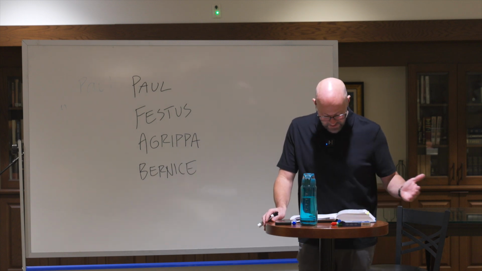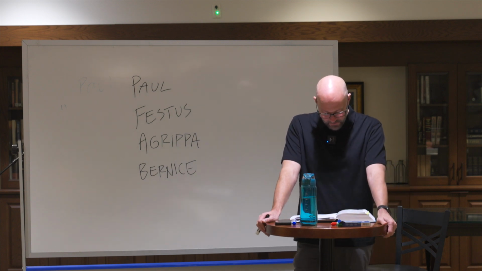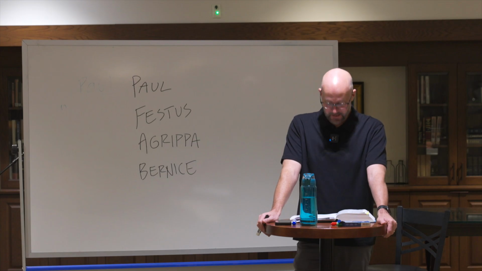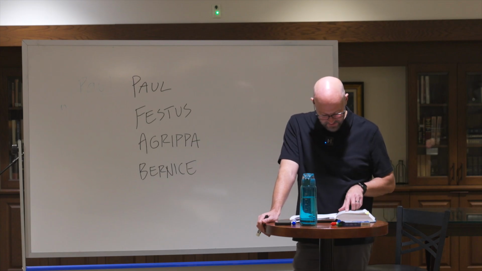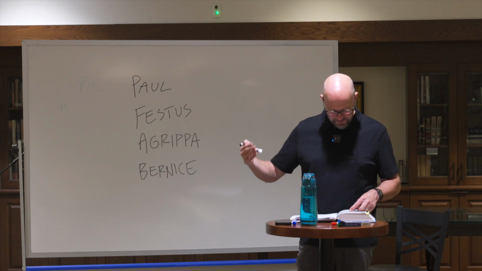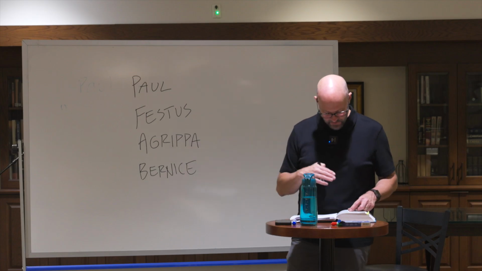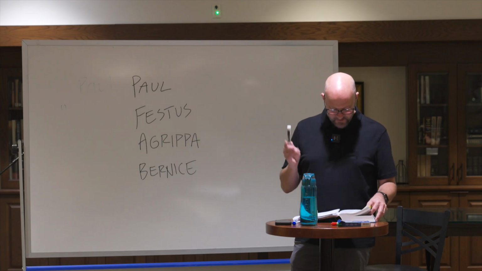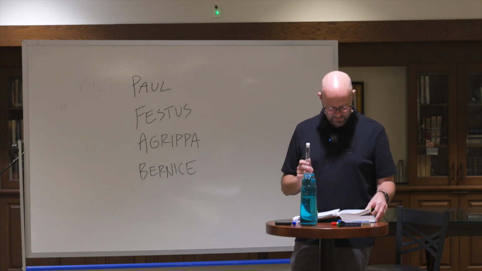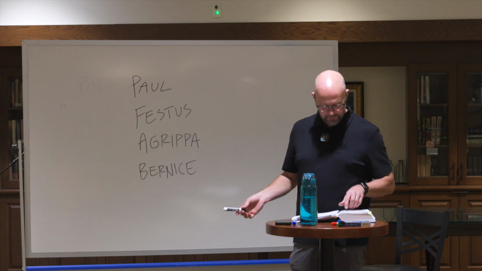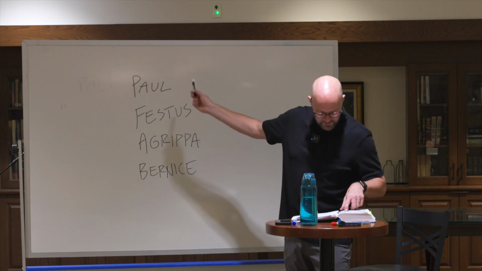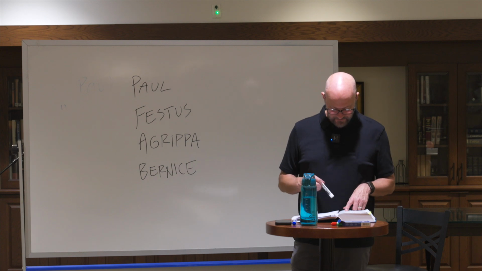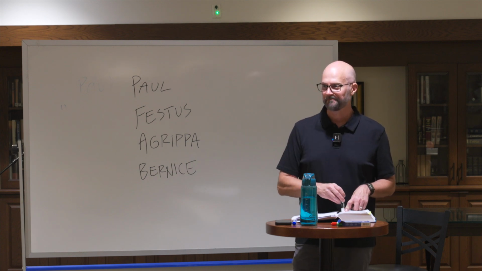Paul replied, "Short time or long, I pray to God that not only you, but all who are listening to me today may become what I am, except for these chains." I mean, that pretty much says it all right there. The king rose, and with him the governor and Bernice and those sitting with them. After they left the room, they began saying to one another, "This man is not doing anything that deserves death or imprisonment." Agrippa said to Festus, "This man could have been set free if he had not appealed to Caesar."